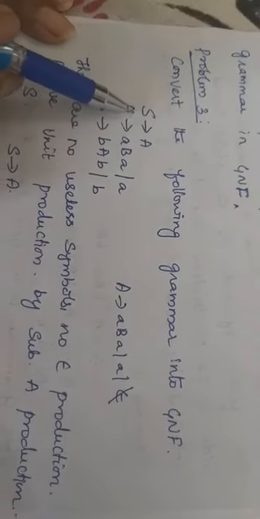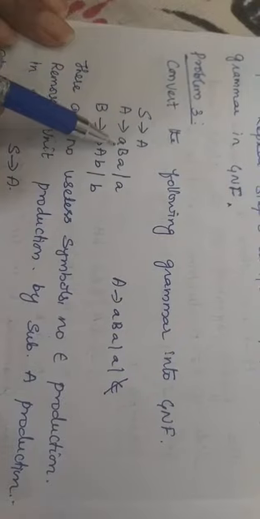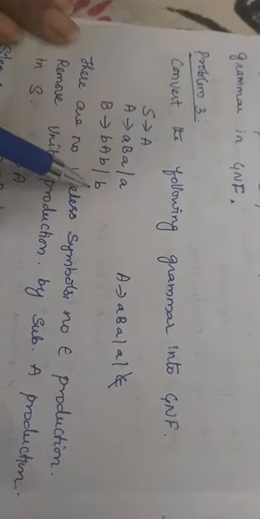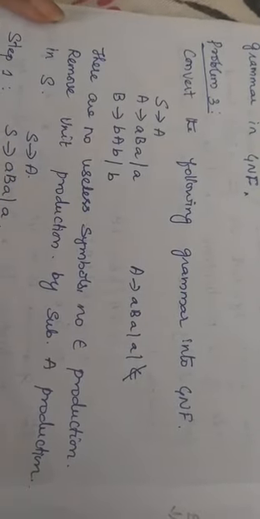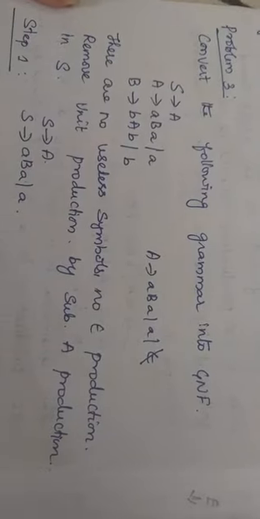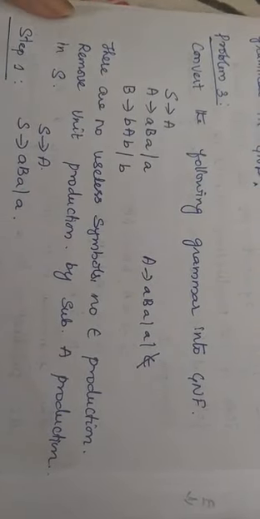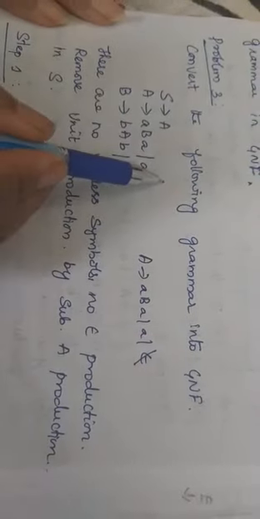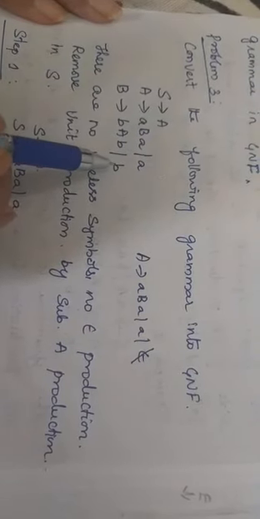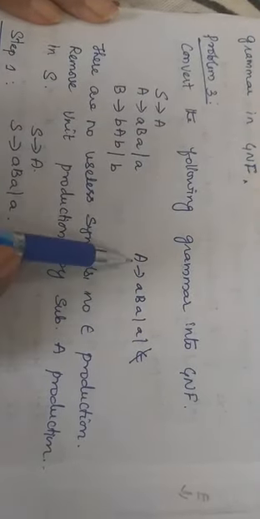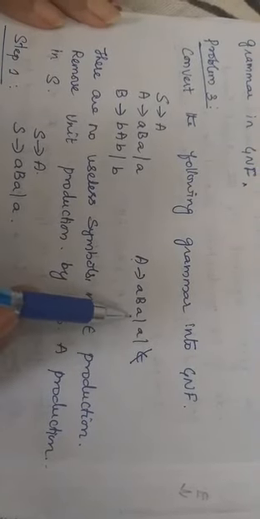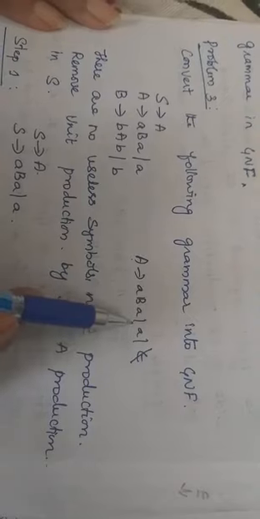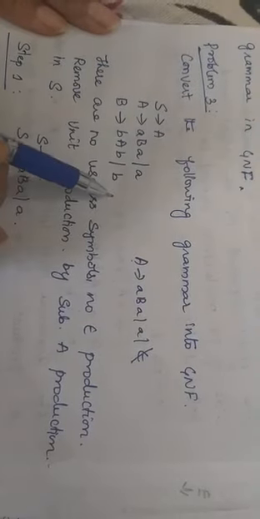When the grammar is given, S gives A, A gives ABA, and B gives BAB or BA. The first step is to check that there are no useless symbols and no epsilon production. An epsilon production is when the production rule has epsilon on the right hand side. We don't have any epsilon production.